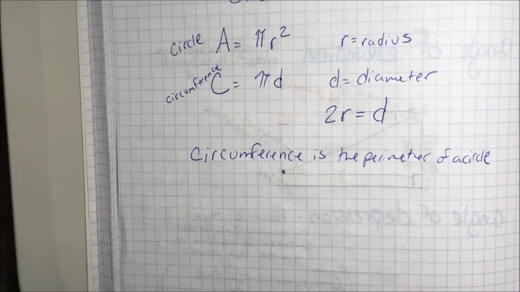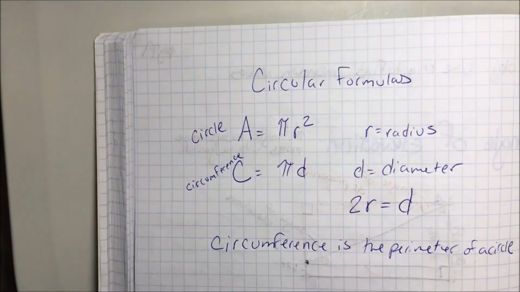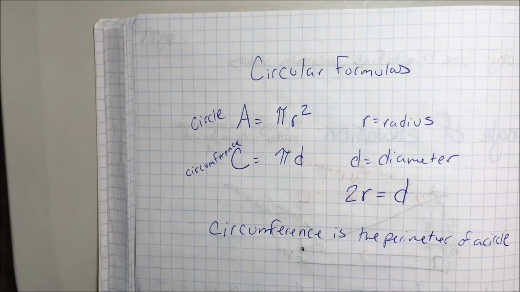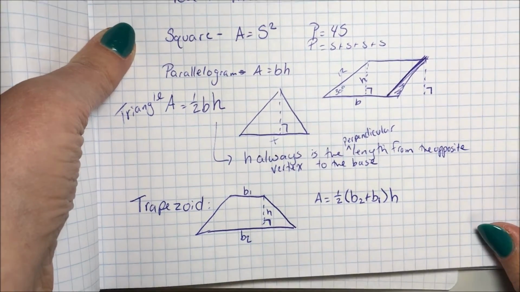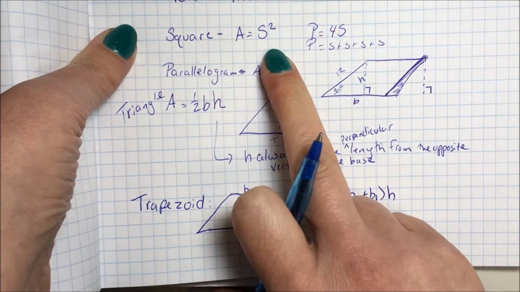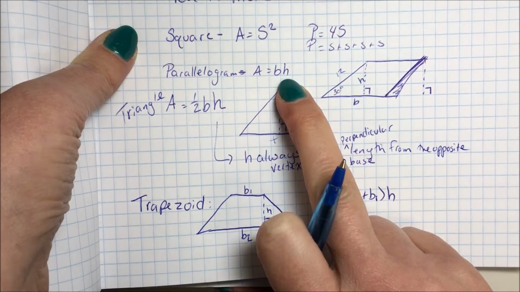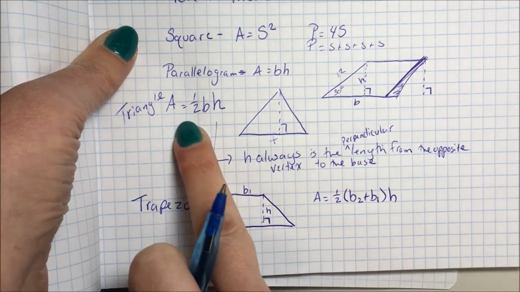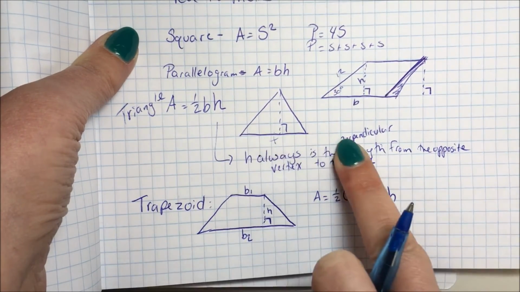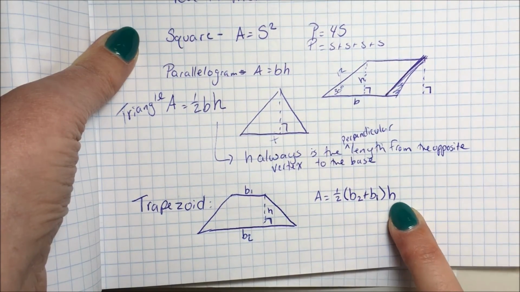I want to take a brief moment here and make sure that you guys can see all the formulas. So here are some of the formulas that you need. Area equals pi r squared, circumference equals pi d. And here are some of the other formulas that you need. Area equals side squared, perimeter is 4s. For parallelogram, area equals base times height, knowing that the height might be inside or outside of that parallelogram. Triangle, area equals 1/2 base times height. Trapezoid, area is 1/2 big base plus little base times height.